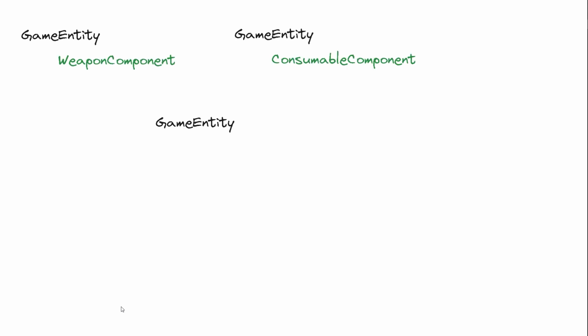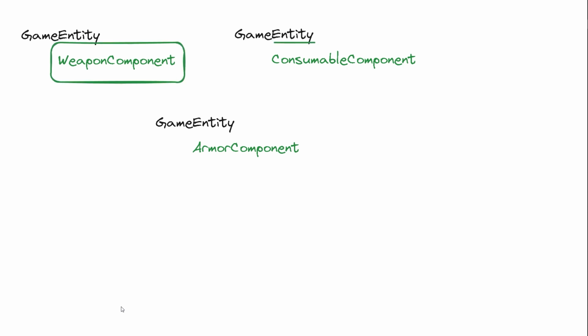Now, if you remember, we take a game entity and we attach a component to it or multiple components to define what that item really is. So in our case, there's really three different types of items that exist in our inventory. We've got a weapon, a consumable, and an armor piece. And each of these components attached to a game entity will allow us to then filter based off of that component.